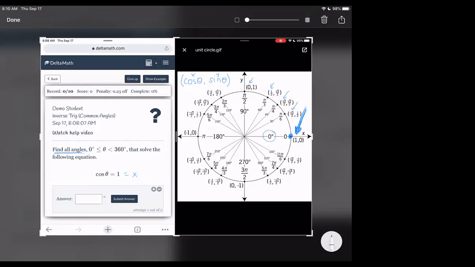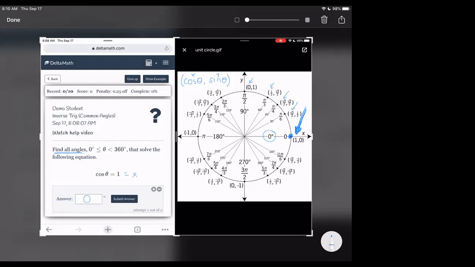So we're working backwards this time. You guys were used to me giving you the angle and you telling me the value. Now they're telling you the value and you have to find the angle. Okay? So it's just the inverse of it. We're just going backwards.